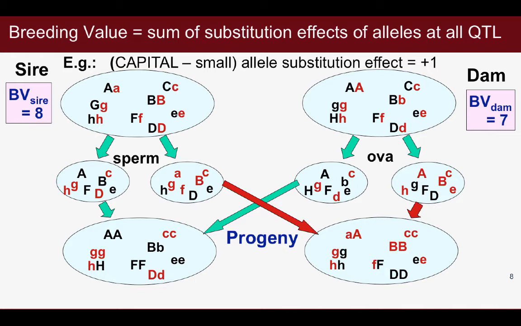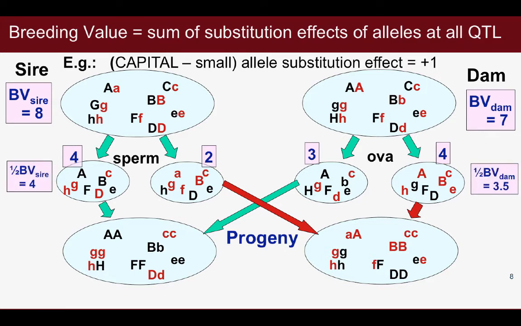Now alleles are passed on to gametes after meiosis, so the genetic value of individual gametes in this example is also equal to the number of capital alleles that that gamete carries. And this can vary between gametes that are produced by the same individual as illustrated here. But on average, the genetic value of gametes produced by an individual is equal to half the breeding value of the parent, because the parent passes on half of the alleles. So 4 for the sire's gametes and 3.5 for the dam's gametes.